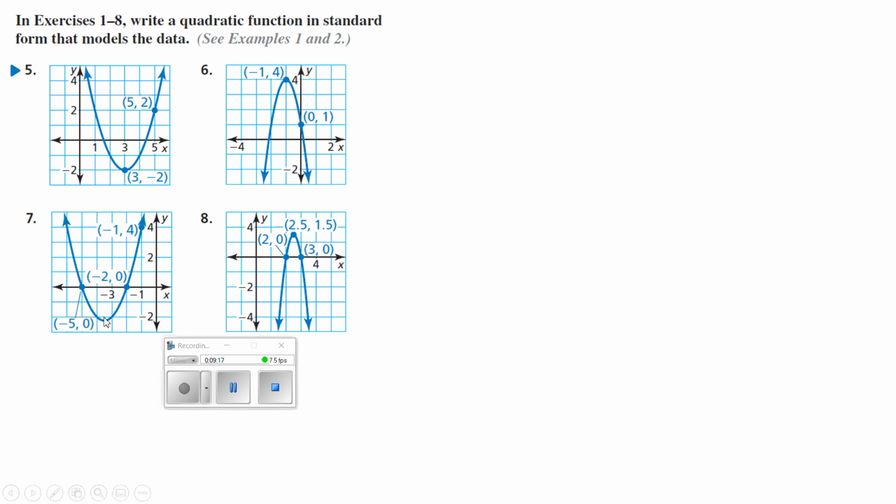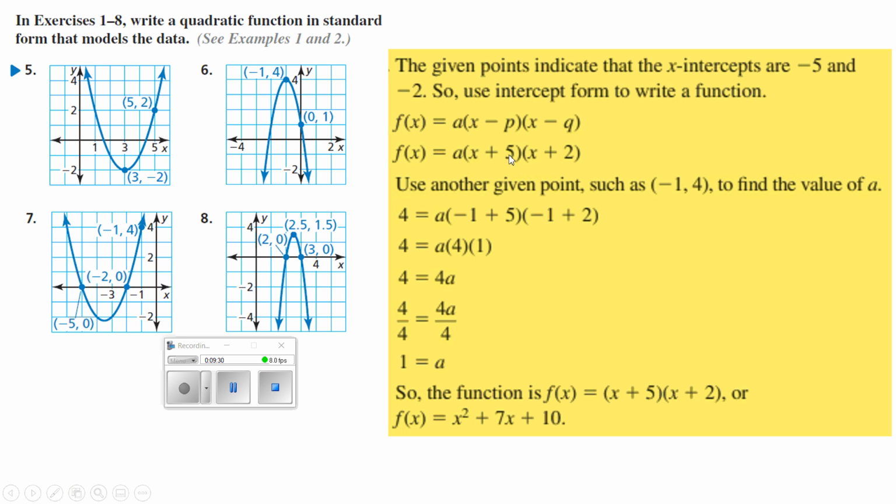Number 7, it doesn't give us a vertex, but it does give us 2 x-intercepts here. So we know we're going to use negative 5 and negative 2, which we're going to turn to positive 5 and positive 2. All right? And so there you got positive 5 and positive 2 using my intercept form. Okay? Next, we're going to find a point that we can use. They give us the point negative 1 and 4 right here.